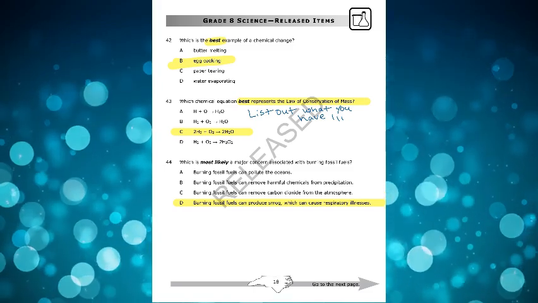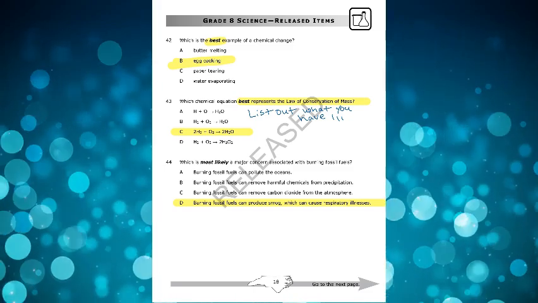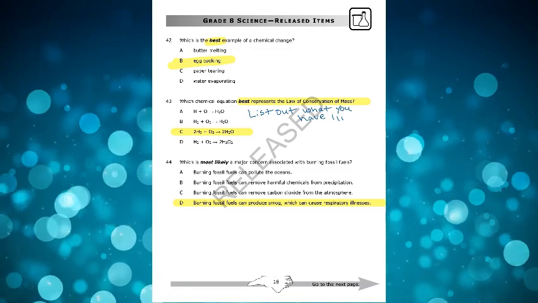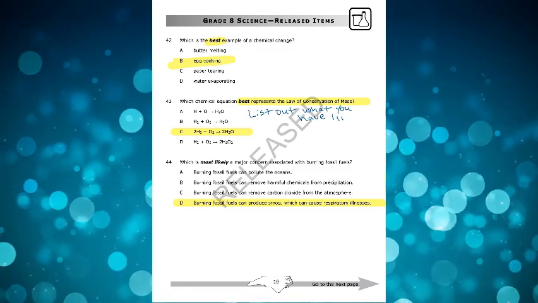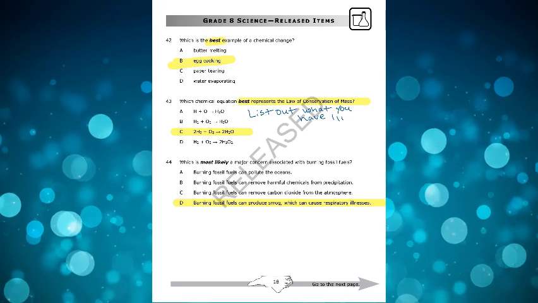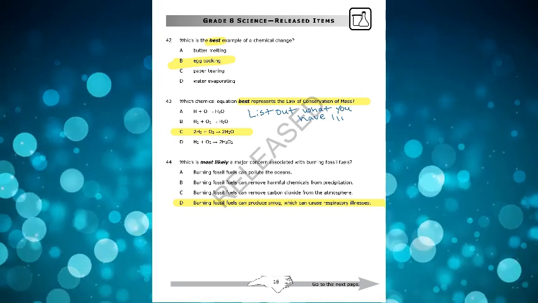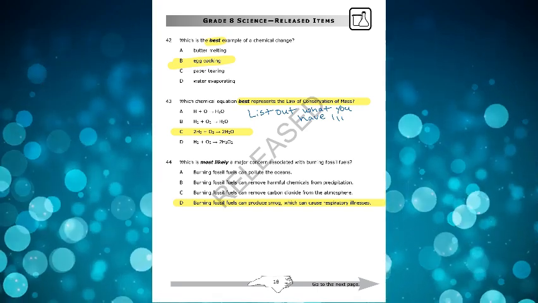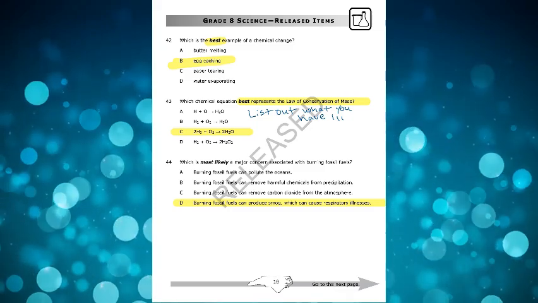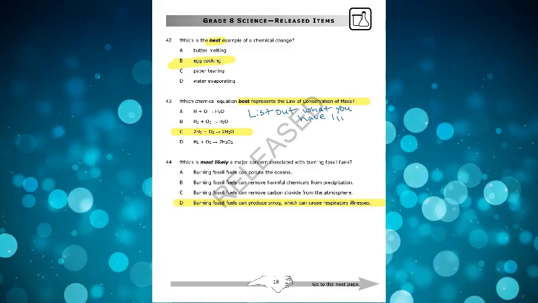So, what is an example of a chemical change? Here we got a couple of examples: butter melting and egg cooking, paper tearing, or water evaporating. And the right answer is B, an egg cooking. And this is a chemical change because you are chemically changing the egg, you are altering it permanently.